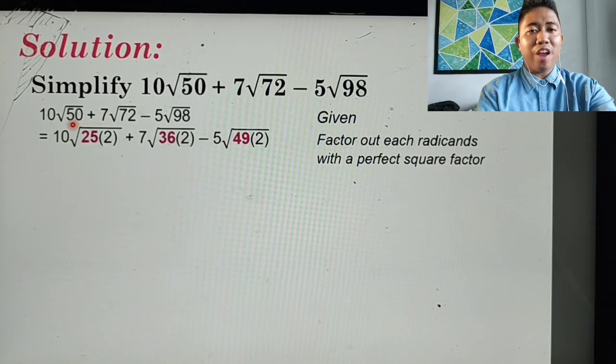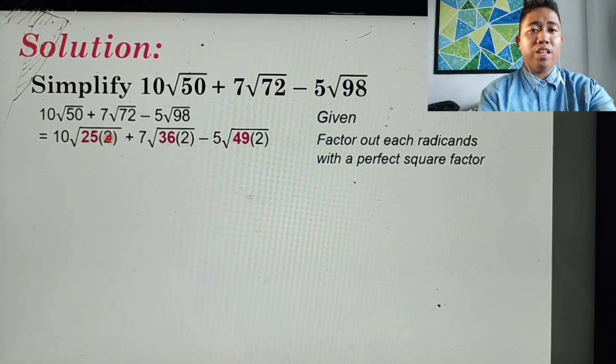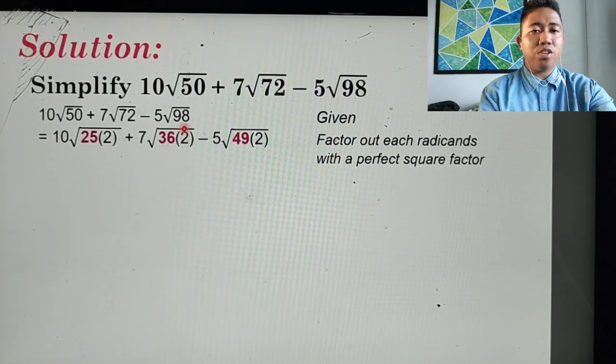We factor out the square root of 50 first, so it becomes 25 times 2. At least 25 is a perfect square. Then we factor out 72, so we get 36 times 2. At least we have a perfect square factor, which is 36. And for the square root of 98, the factorization is 49 times 2. At least we have a perfect square, 49.